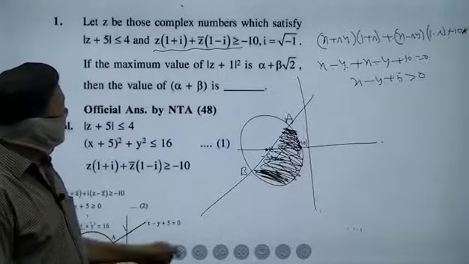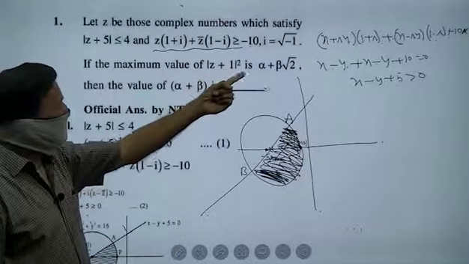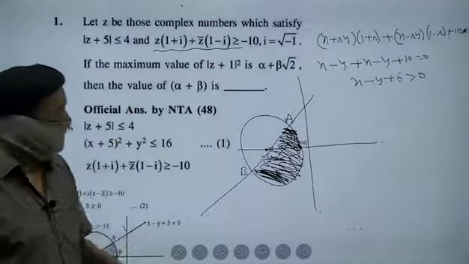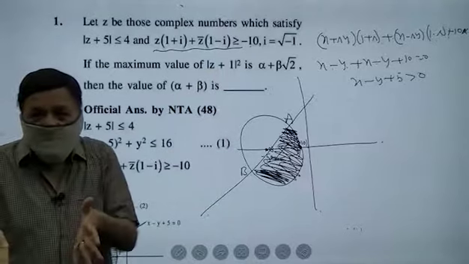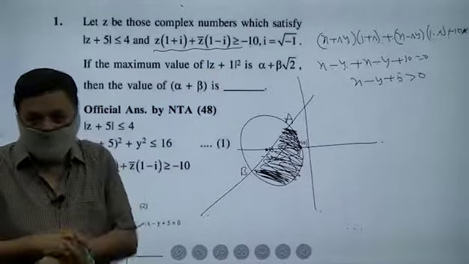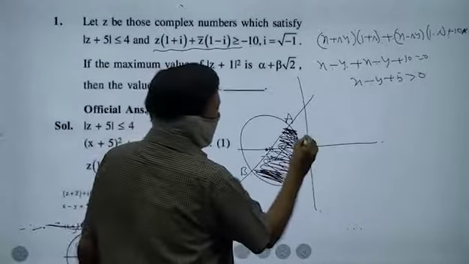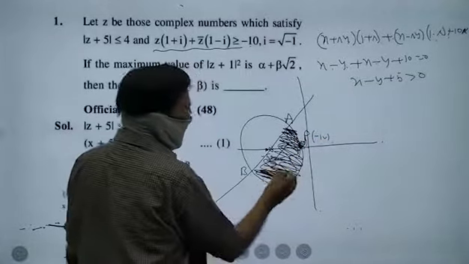Then what does it say in the problem? The maximum value of |z+1| whole square is alpha plus beta root 2. Then alpha plus beta is what? See, listen. |z+1| means what? Distance between z and minus 1. So your point P coordinates are (-1, 0). Z may be anywhere here.